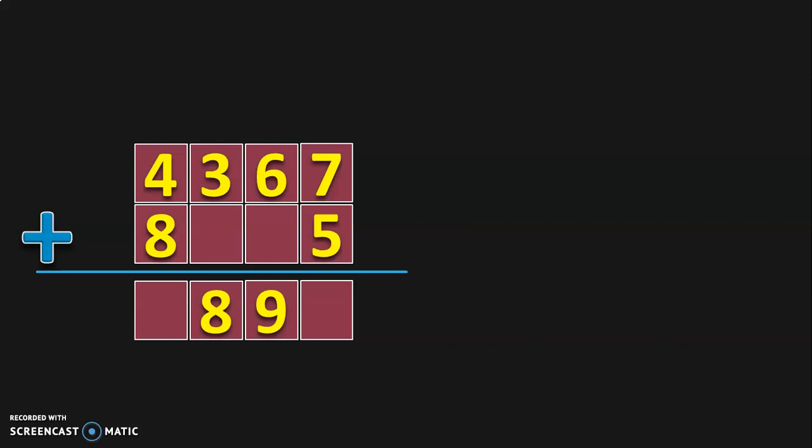4367 plus another 4-digit number which has 2 dash in the tens place and hundreds place. You are going to get an answer which has a few numbers filled and a few dashes. So let us follow the usual method of addition and fill these blanks. Begin the addition from the ones place. 7 plus 5 will give you 12. So retain the 2 in the ones place and take the 1 as a carryover to the digits in the tens place.